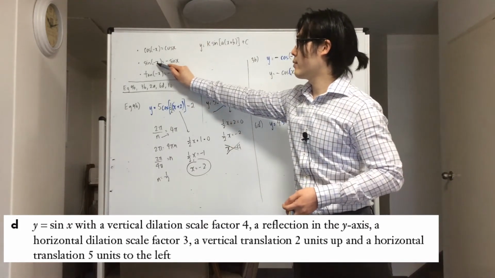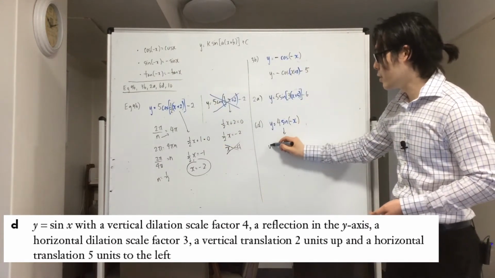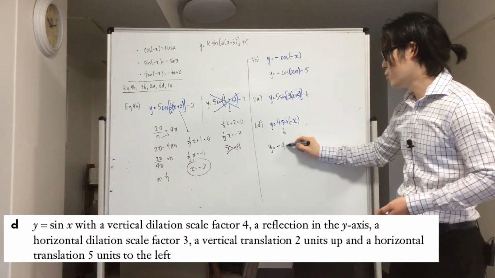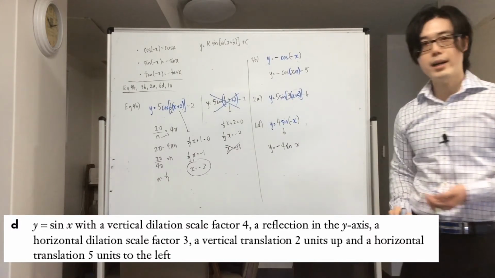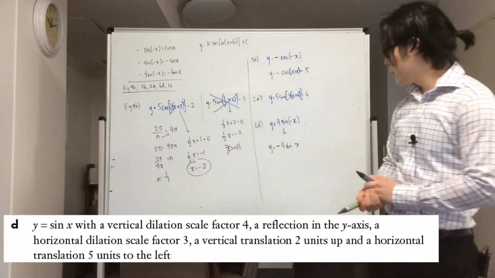So for sine, if you have a negative inside, it's the same thing as putting a negative out in front. So from here, before we move on, let me write it as negative 4 sine x. It just makes the equation a lot friendlier to work with or add on.